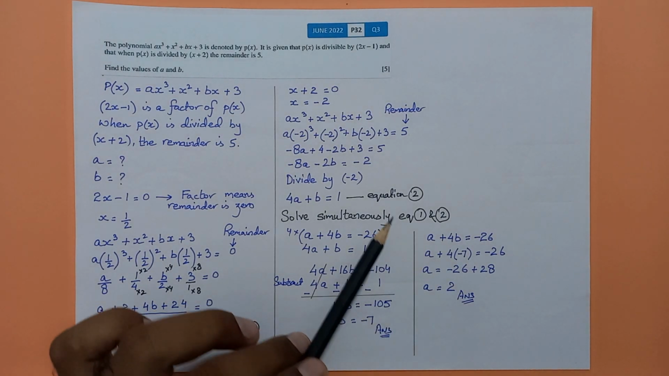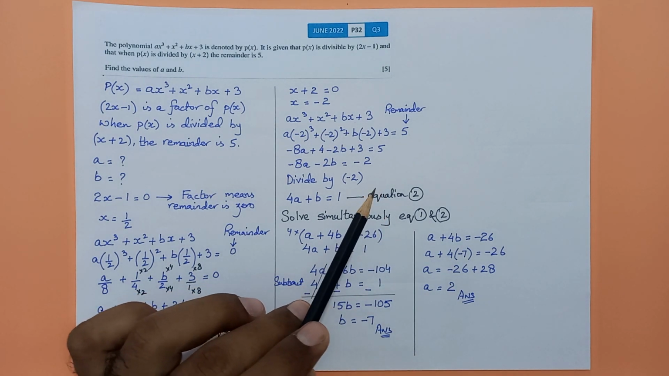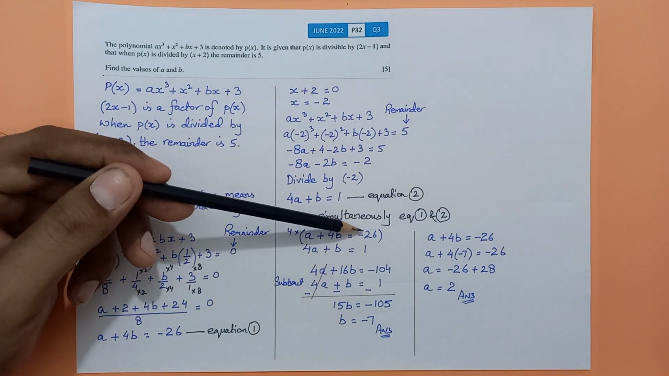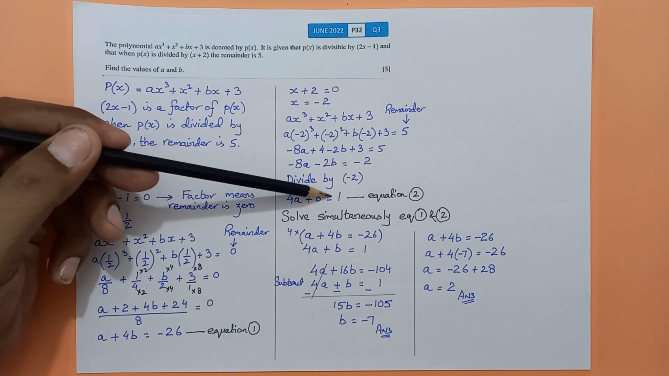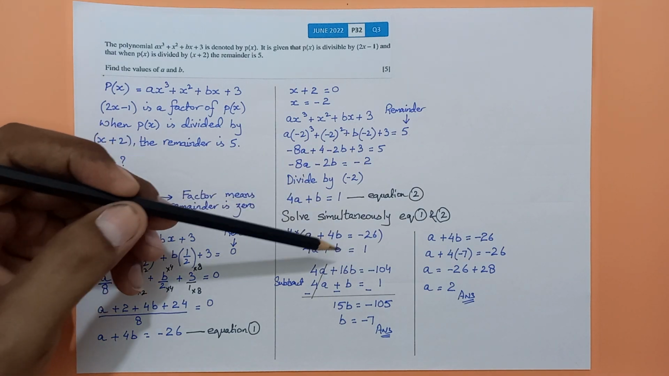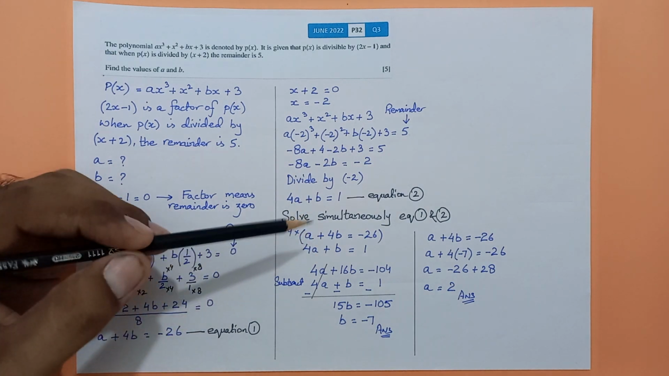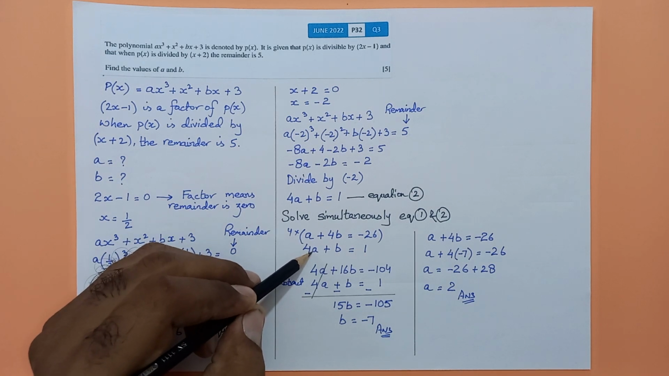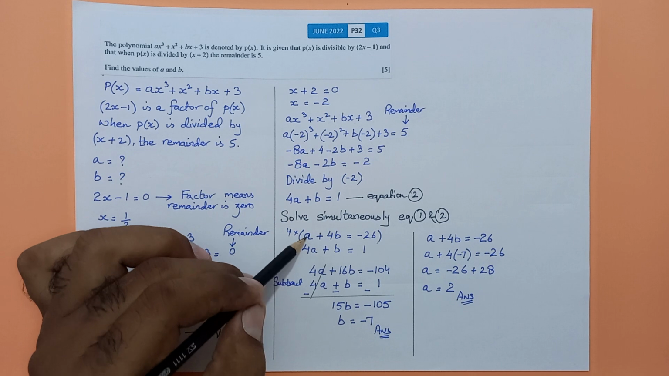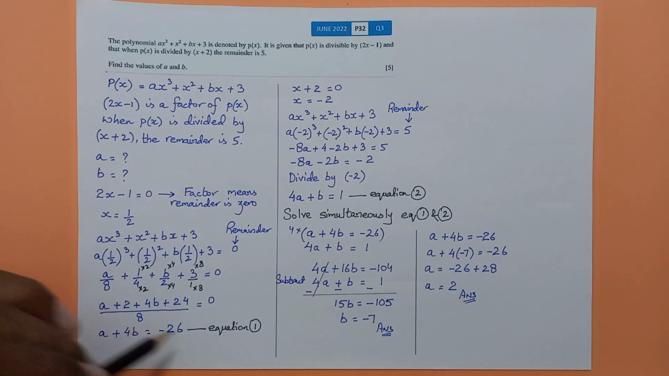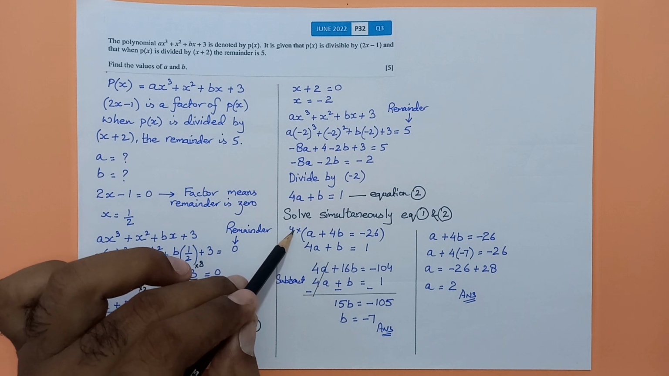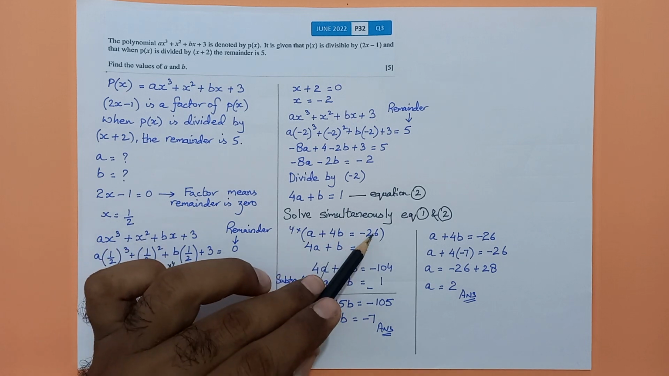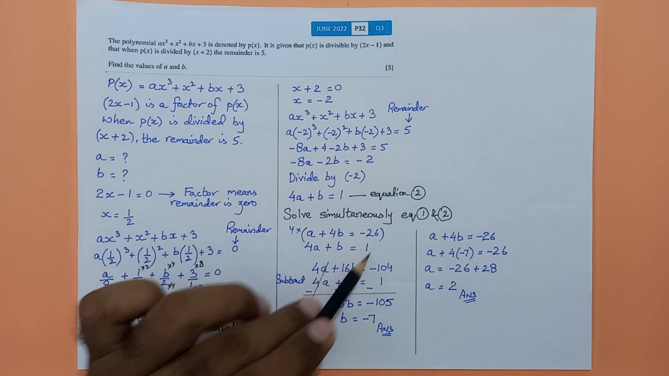You can either use a substitution process or an elimination method. It is totally up to you. We have a plus 4b equals negative 26, and 4a plus b equals plus 1. If we go for the elimination process, then you have to decide whether to eliminate a or b. For example, if we eliminate a, the coefficient of a is 4 in the second equation and 1 in the first equation. So multiply the first equation by 4, and this becomes 4a plus 16b equals minus 104, and write the second equation as the same.